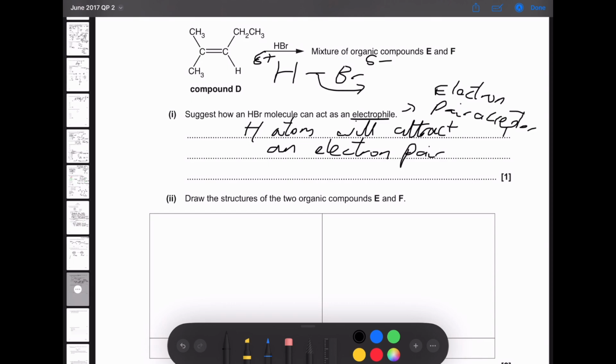Draw the structures of the two organic compounds E and F. Well, we're just doing addition. So, if we were to take our double bond and split it, one carbon's going to take the hydrogen and one carbon's going to take the bromine. Then we draw the rest of our molecule.